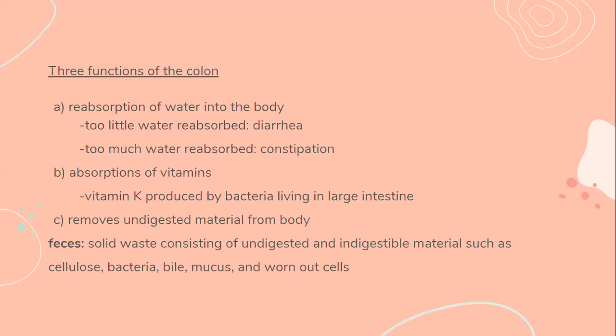It's also responsible for absorption of vitamins. Vitamin K is produced by bacteria living in the large intestine naturally, so it helps with that. And then the third one is it removes undigested material from the body. Anything that can't be digested in your stomach or your small intestine, anything left over from all the other parts, goes through your colon.